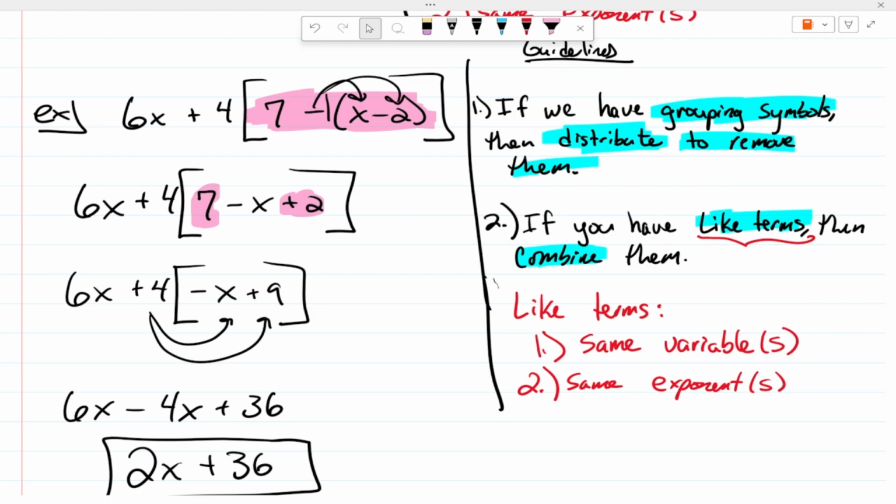I could come up with an infinite amount of examples on the left side of your screen. But as long as you know those 2 guidelines on the right, it doesn't matter what I give you, you can go ahead and simplify it. And that's going to be it for this video.